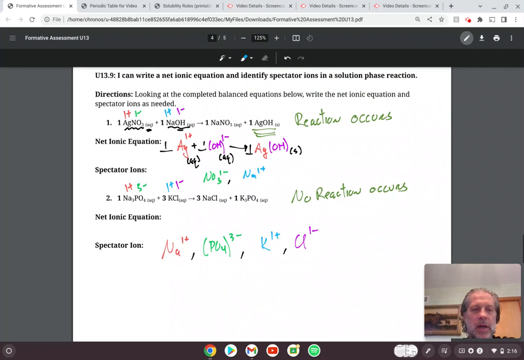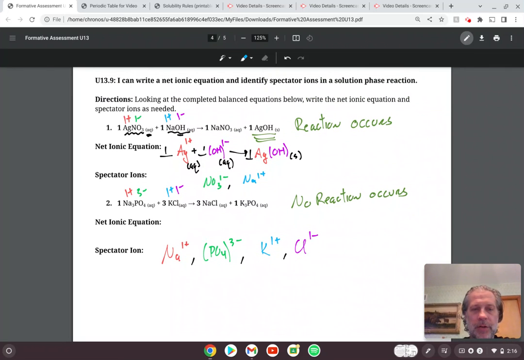So in Learning Target 13.9, you have to be able to identify whether or not the reaction occurs and then write the net ionic equation if necessary.